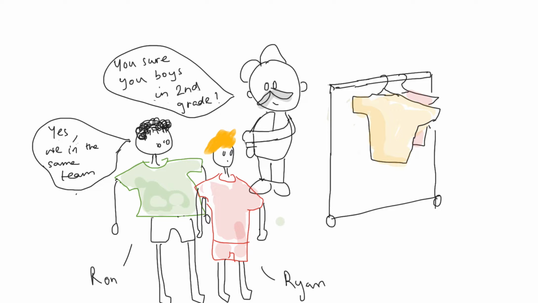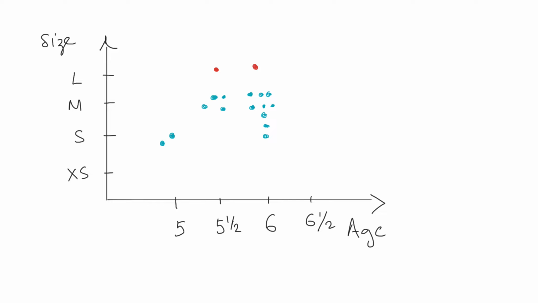When you look at this, it's interesting to look at it from a data perspective. So second graders, let's take this example, are typically between the 5 and 6.5 year age range. If you look at this axis, which is your y-axis, and the x-axis, X is representing age, y is representing t-shirt sizes. They're typically wearing smaller t-shirts to medium t-shirts.